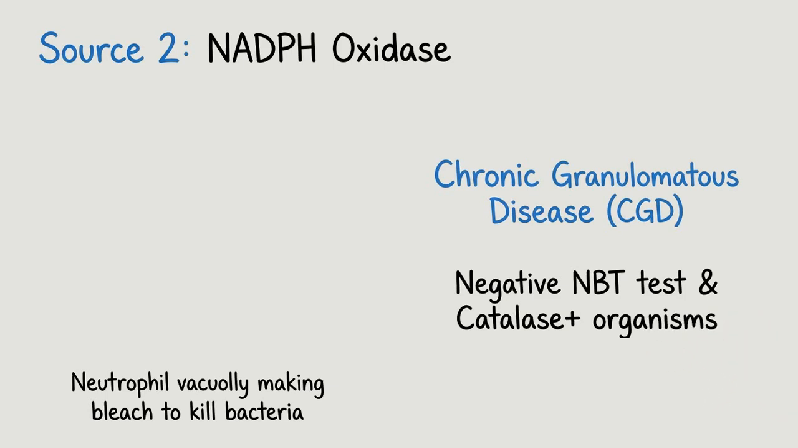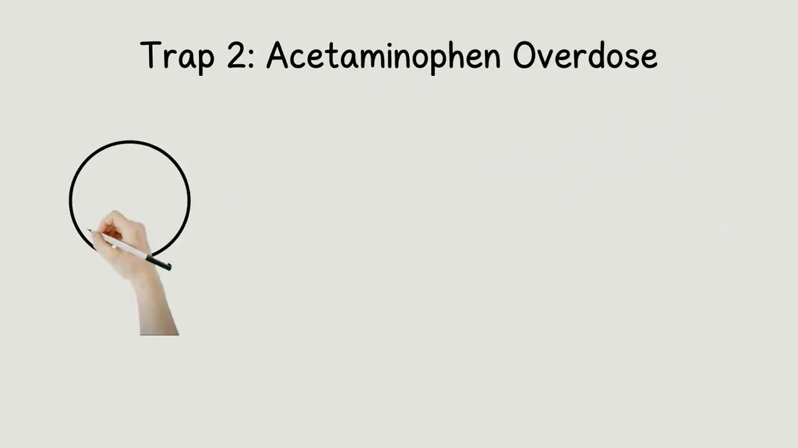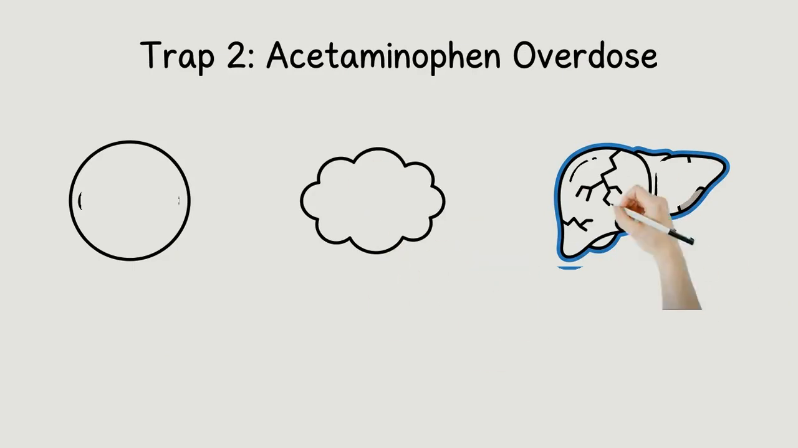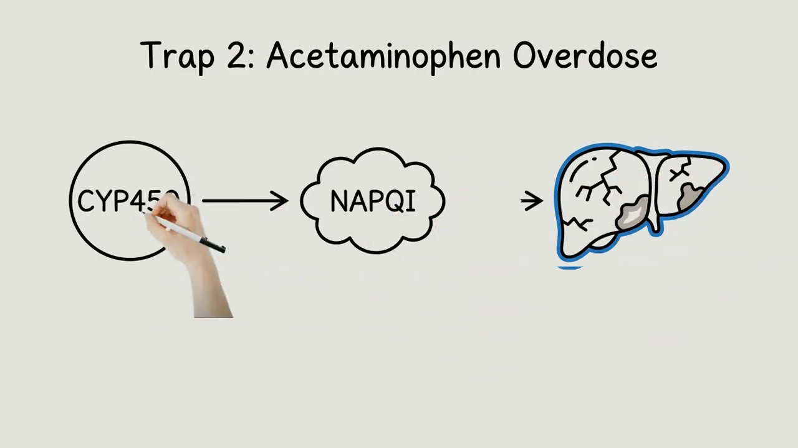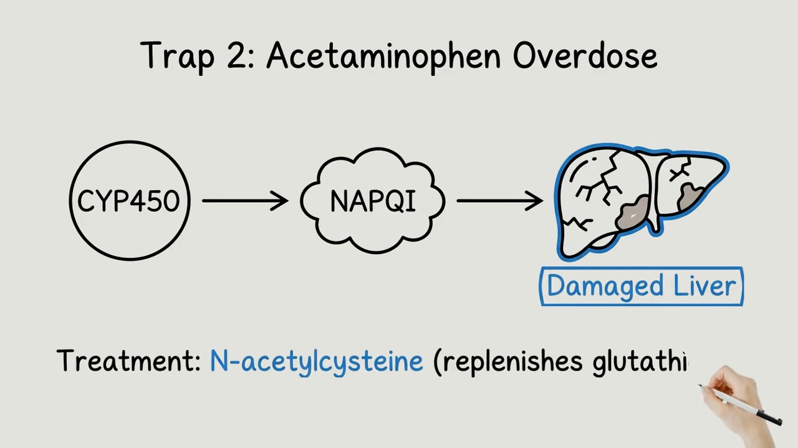The reason catalase-positive organisms matter is that they destroy their own hydrogen peroxide, leaving the CGD neutrophil with nothing to use. Trap 2 is acetaminophen overdose. The mechanism is CYP450 conversion to NAPQI, depletion of glutathione, and direct hepatocyte damage. The treatment is N-acetylcysteine, which replenishes glutathione.